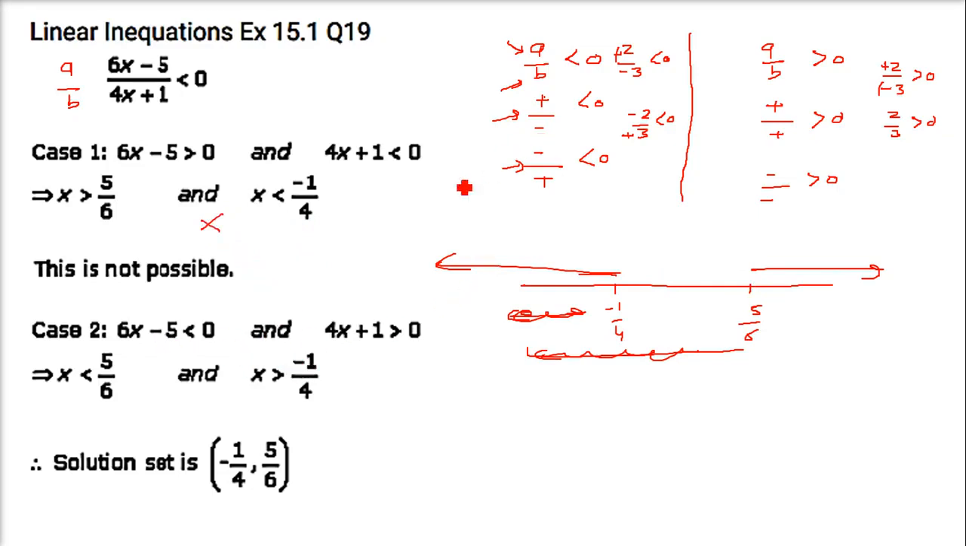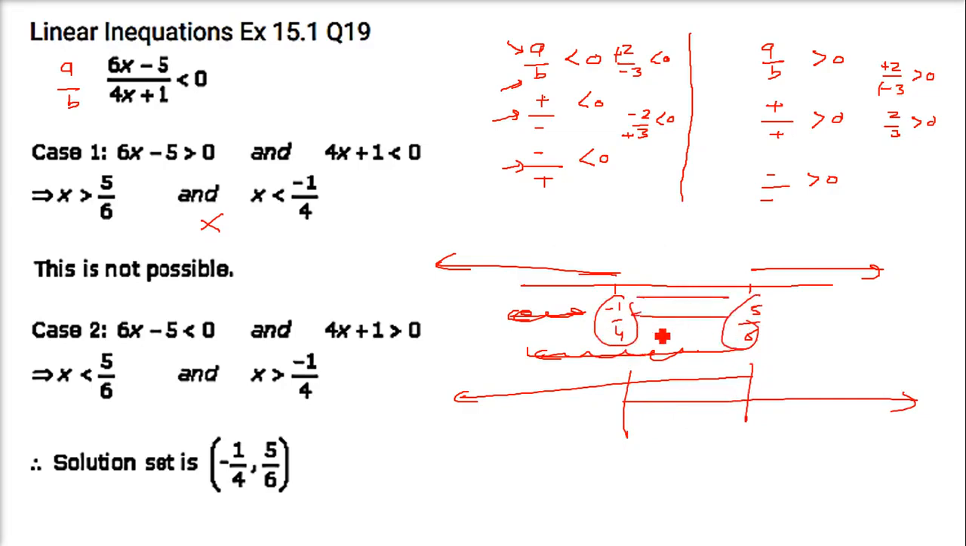Take the second case. When numerator is less than 0, denominator is greater than 0. So this gives you x less than 5 by 6, this gives you x is greater than minus 1 by 4. Now this is showing that x is less than 5 by 6 and x is greater than minus 1 by 4. So what is the common part? This part. So the solution is this region, minus 1 by 4 to 5 by 6. And since this is a less than sign, we are taking the round brackets.